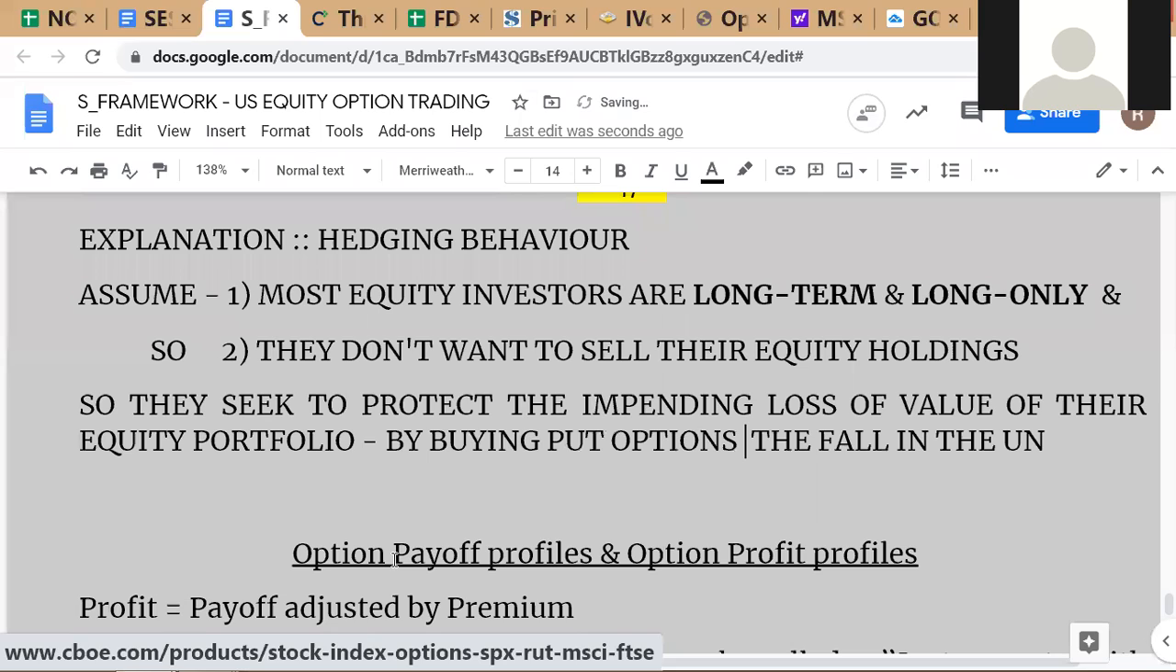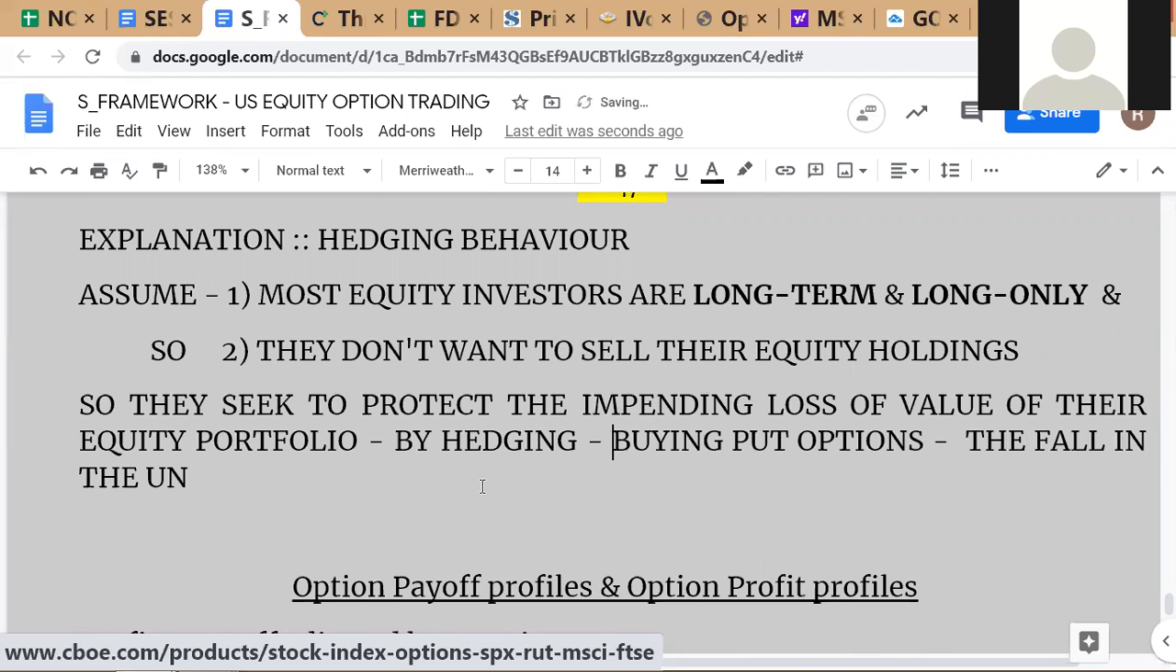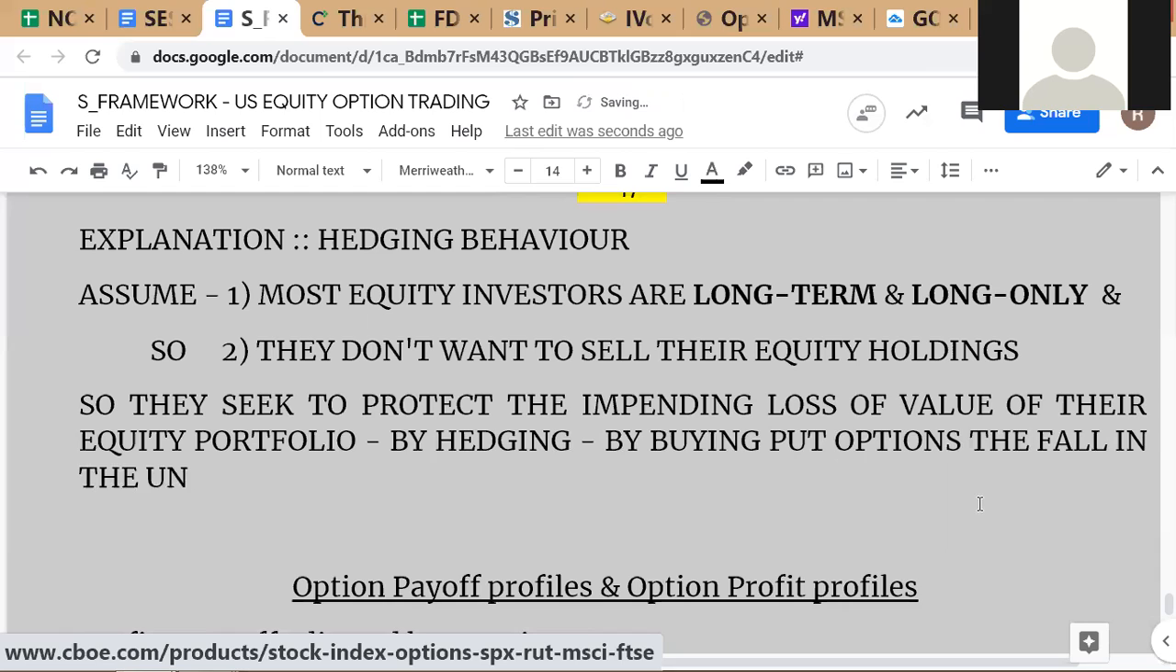Now you understand this. I don't have to explain it now because we already had the discussion. Since they're not allowed to sell their equity holdings, many times they have these kinds of mandate constraints. So they want to protect the value of the portfolio by, let's introduce this concept of hedging. You get an introduction to hedging, which you'll be doing in your next course. How do you hedge? By buying, in this case, put options. And why you buy puts and not sell calls, we have already gone through that discussion.